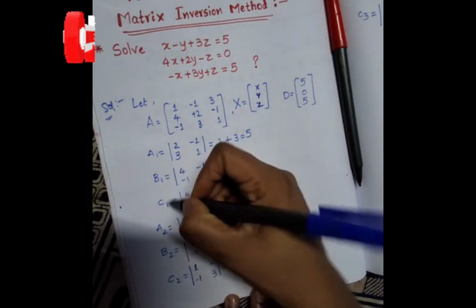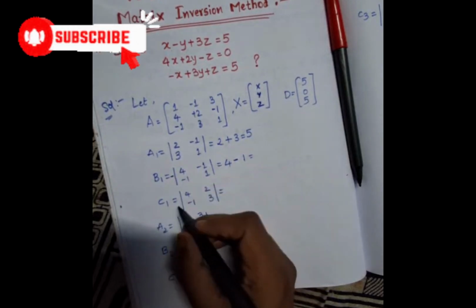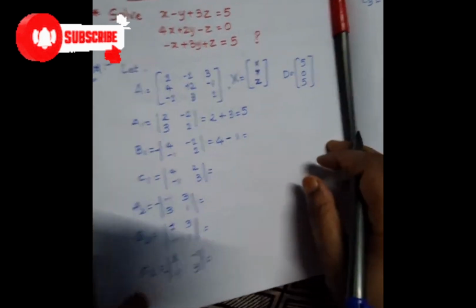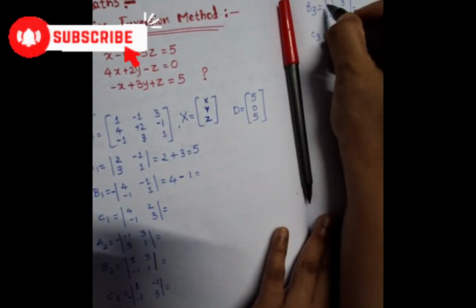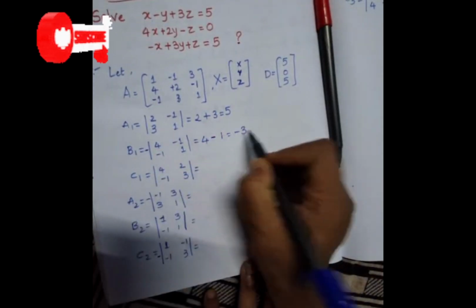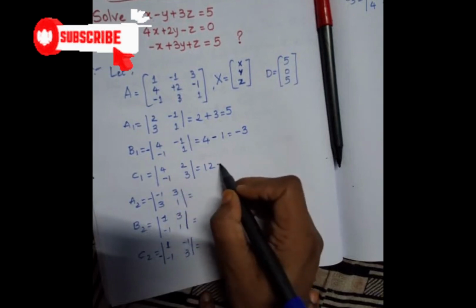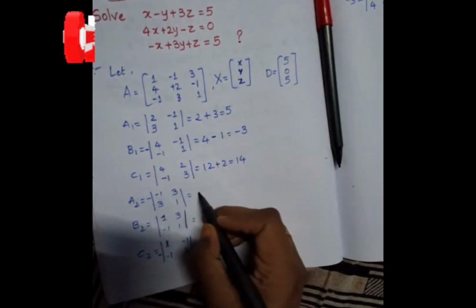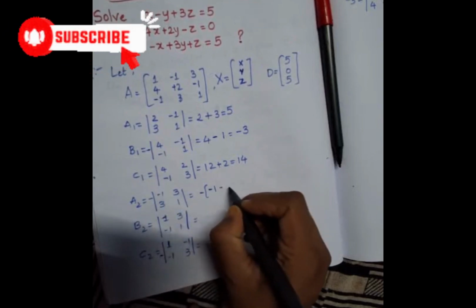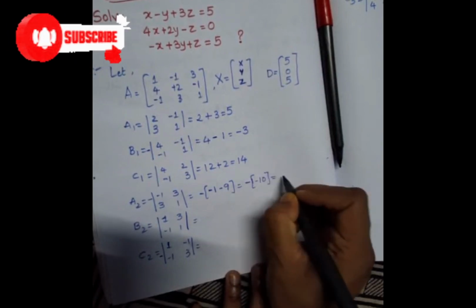For A1, B1, C1 and A2, B2, C2, we have to write the sign pattern: plus, minus, plus, then minus, plus, minus, and here plus, minus for B3, and plus. So now minus of 4 minus 3. Now 4 3s are 12, minus into minus plus, 1 2s are 2, is 14. Minus of minus 1, minus 1 into 1 1, minus 9 is equal to minus 1 minus 10, is equal to plus 10.